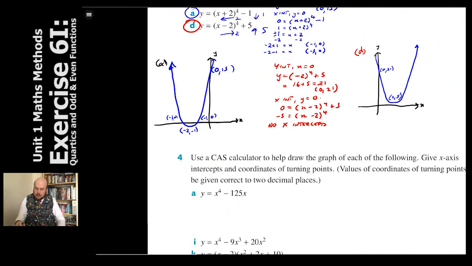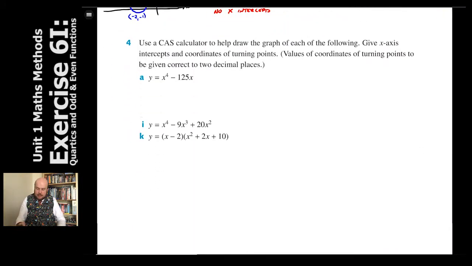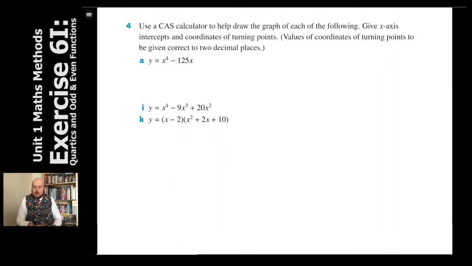Now the next one says we're going to have to use our CAS calculator to help draw the graph of each of the following. Give x-axis intercepts and coordinates of turning points. Values of coordinates of turning points to be given to 2 decimal places. So you will need your CAS calculator for this. Let's go and bring one on up.